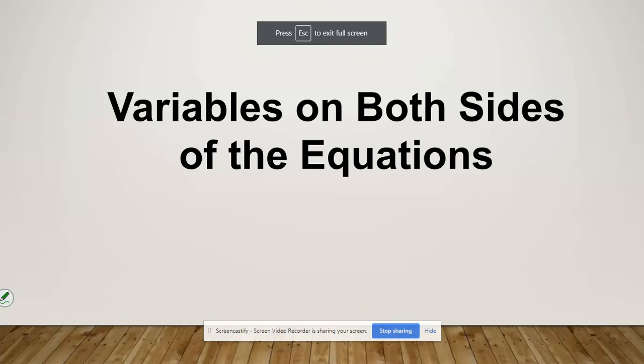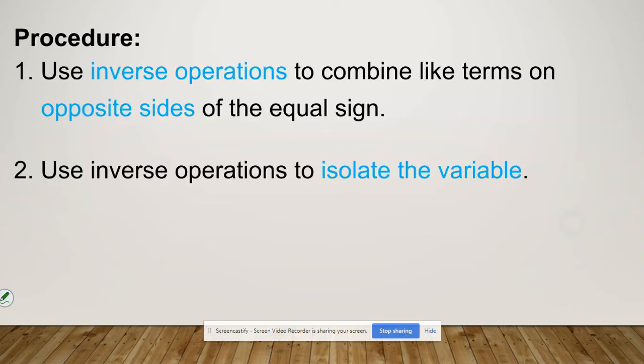Hi gang, today we are adding in another element to our equations and solving what are called variables on both sides of the equation. So no longer is there just an x on one side, there are x's on each side, which makes it a little bit more challenging. All right, let's see what we got.